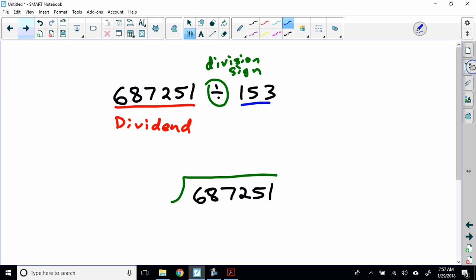It's the thing that's doing the dividing. It ends with an R. Yeah. It's the divisor.